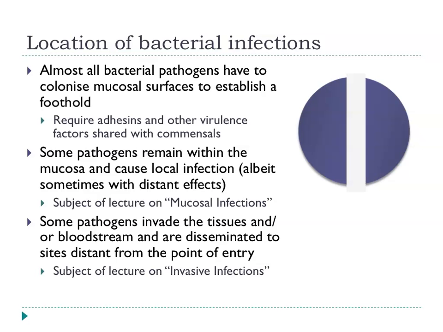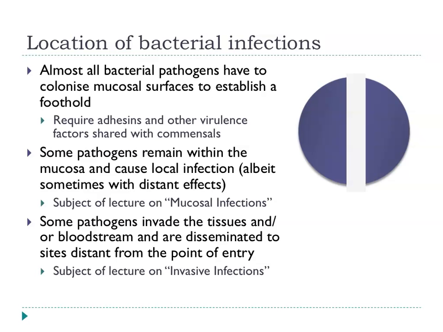So just to remind you what we said this morning about the location of bacterial infections, we have this, if you like, blob with a hollow tube running through it, which is you. The lumen of your gut is part of the outside world. There's a mucosal surface there. And bacterial pathogens, to actually cause disease, have to colonise mucosal surfaces to get a foothold. And they require adhesins and other virulence factors.